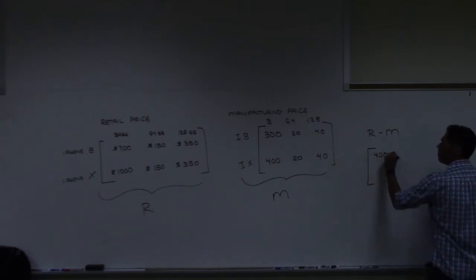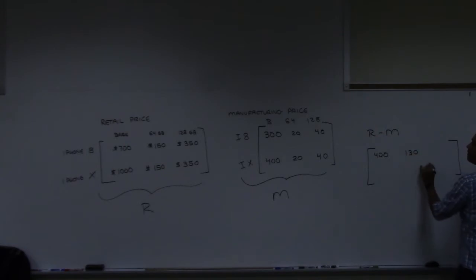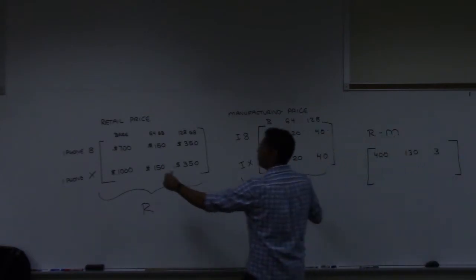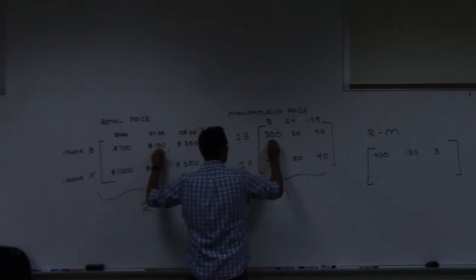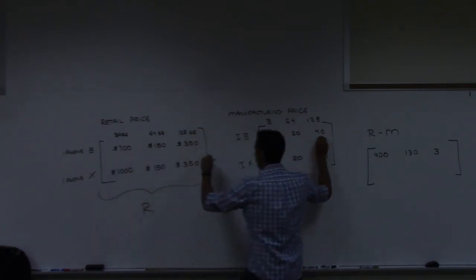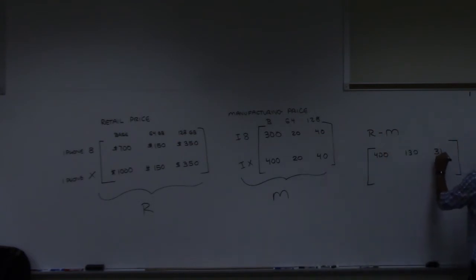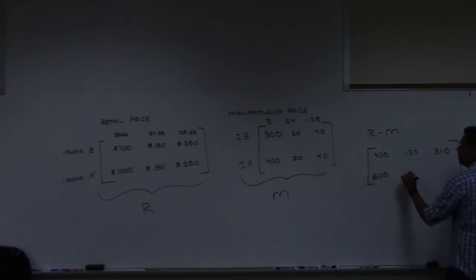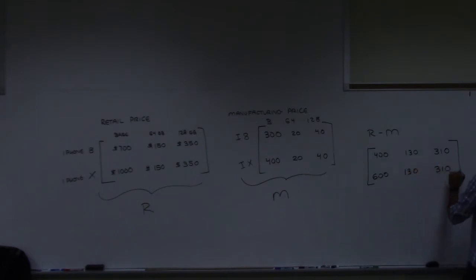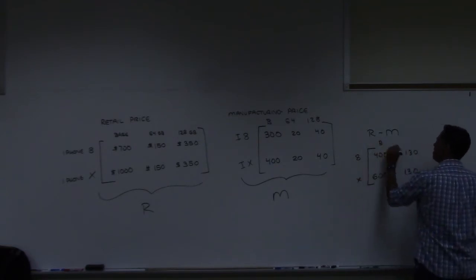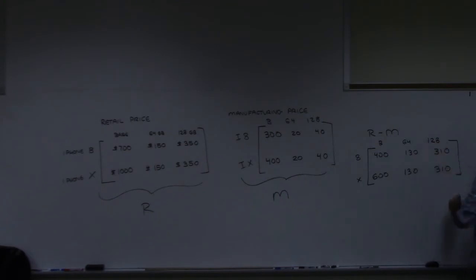400, 130, 310. Isn't it supposed to be 320? We're doing R minus M, so we're doing 700 minus 300, it's 400. 150 minus 20, 350 minus 40, right? I was just wondering if you're going to add the 20 to the 300 since that's how you're doing it. No, no. And then what would this next one be? 600, 130, 310. What does this matrix represent? Here's the iPhone 8, here's the X, here's base, here's 64, here's 128. What do these numbers represent?